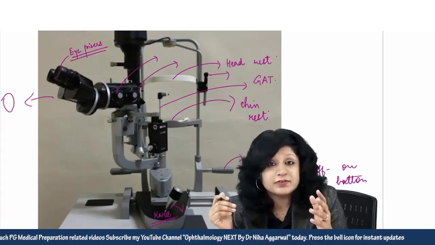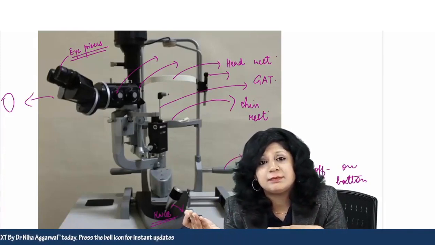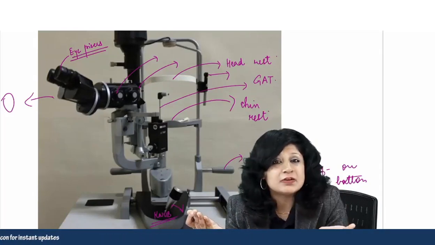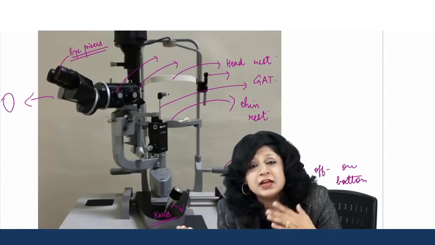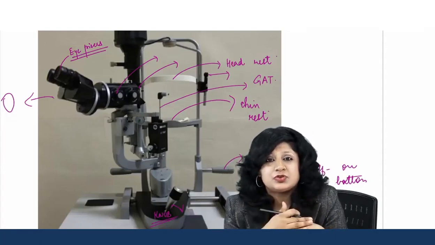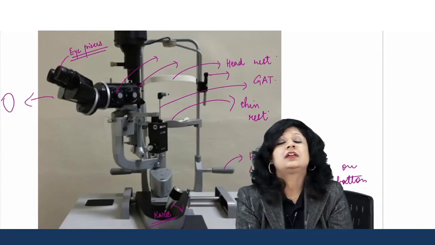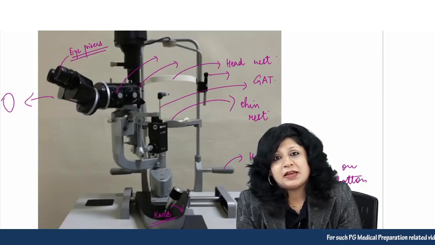And we always talk about the Goldmann applanation tonometer. This has to be mounted over the slit lamp. What are the things that you have to see, what are the things that you have to rule out while doing the examination, what are the different types of examination. So I hope this will definitely help you in combating your clinical questions in your upcoming NEET PG.